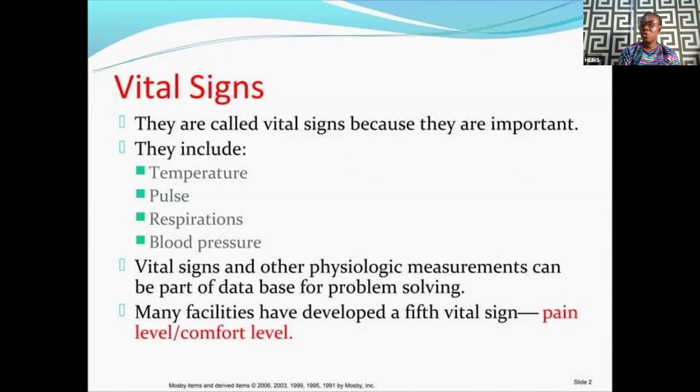Vital signs and other physiological measurements can be part of the data before problem solving that would allow your physician or the nurse practitioner to come to a diagnosis of what is wrong with the patient and what treatment strategy must be implemented.